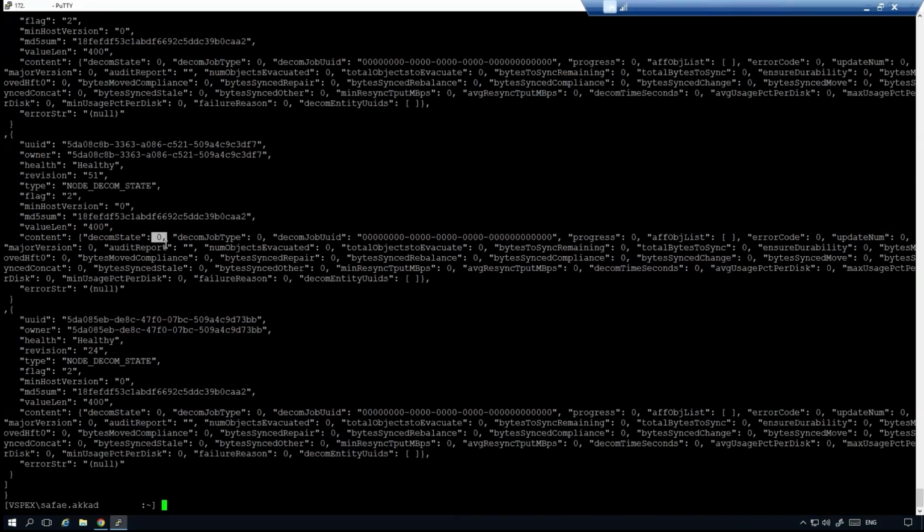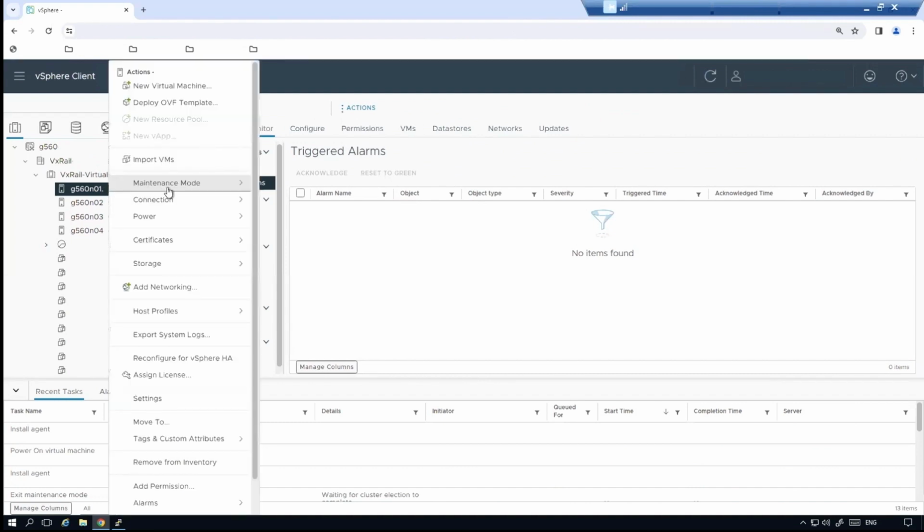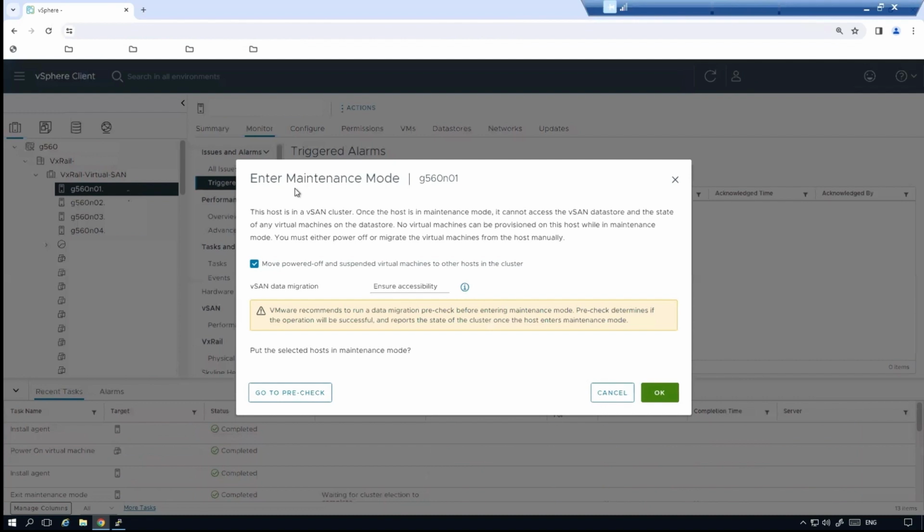Now, we will try to put the host in maintenance mode and see what are the changes that occur. I would recommend always running the prechecks before entering maintenance mode.